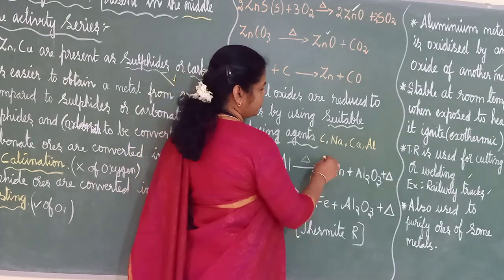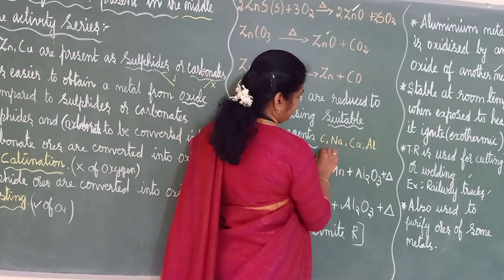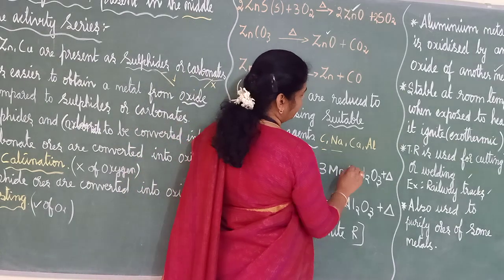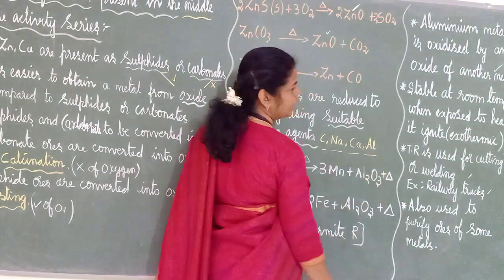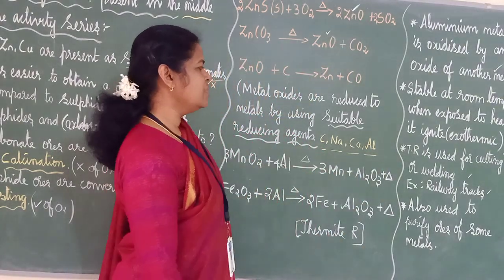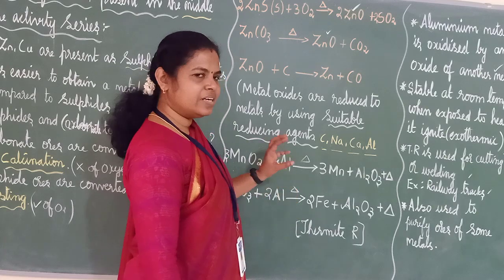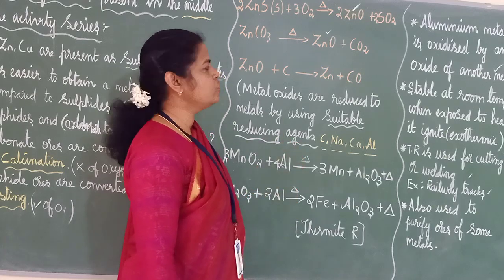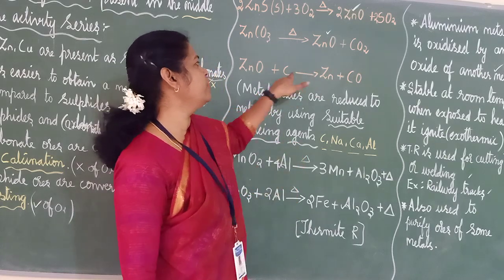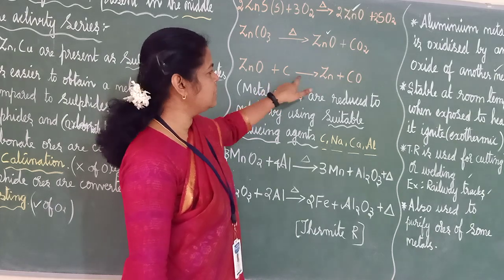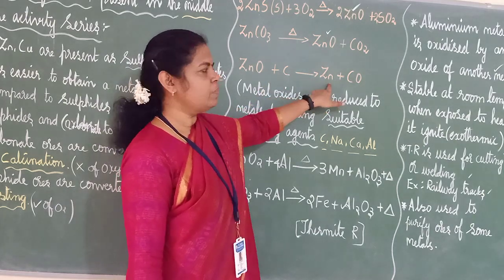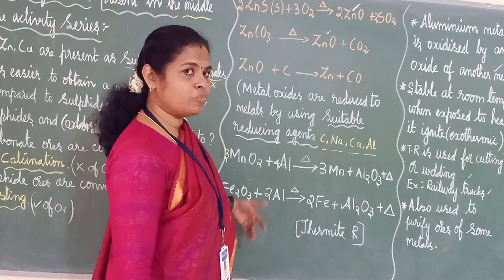Some of the examples of reducing agents are carbon, sodium, calcium, aluminium. All these things can be used, but whichever is needed for that particular metal, we will be using that. Here carbon is needed, so we have used carbon as a reducing agent and we will be getting zinc plus carbon monoxide. We will see some more examples.